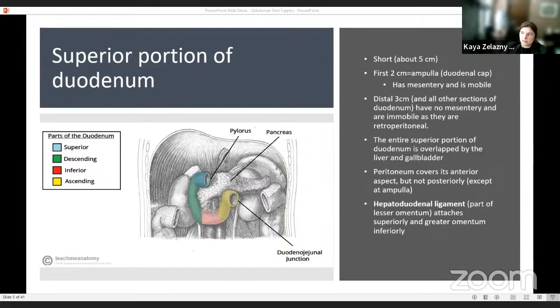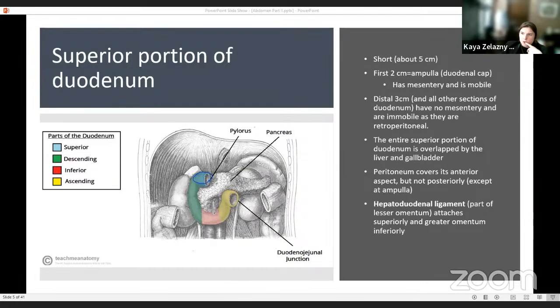Now, when we're looking at the superior portion of the duodenum, so this first segment, we're going to notice that it's actually overlapped by the liver and the gallbladder. So the liver and the gallbladder are going to be located over here. So they're going to be kind of covering it over. Now, the anterior portion of the duodenum is covered by peritoneum, but except for the ampulla, we don't have peritoneum covering the posterior part, which makes sense. It's only the ampulla that's really intraperitoneal there at the beginning, right? The rest of it is sucked back into the wall, retroperitoneal.